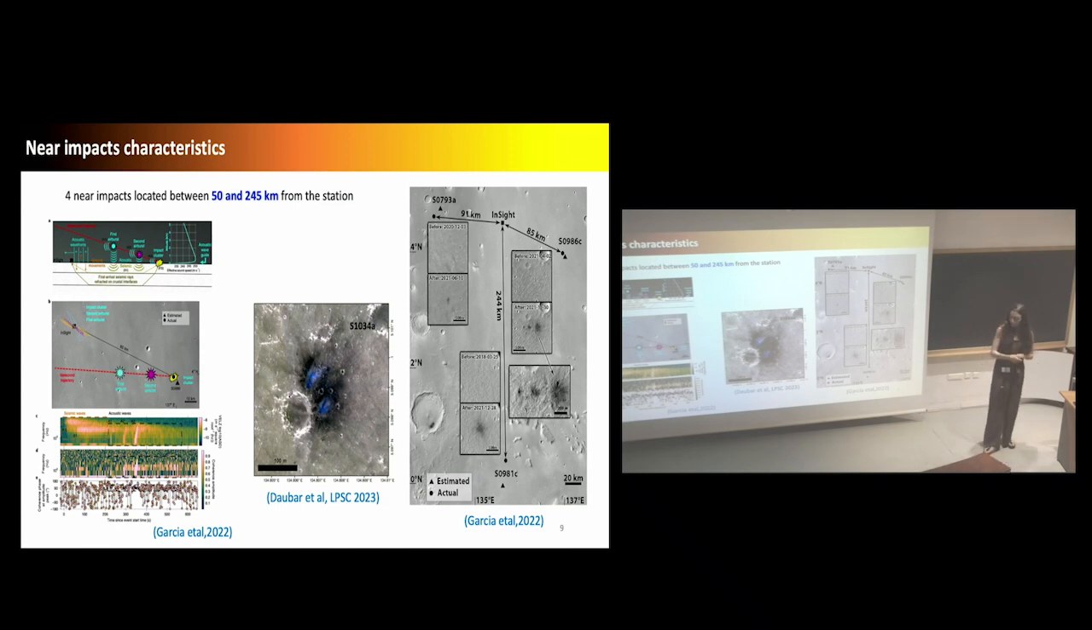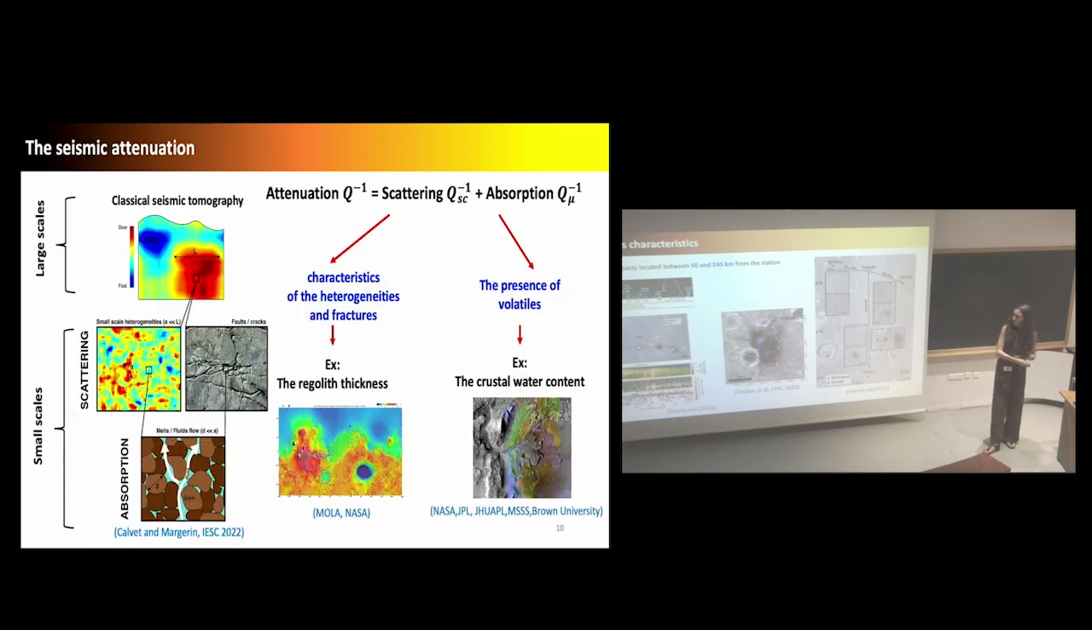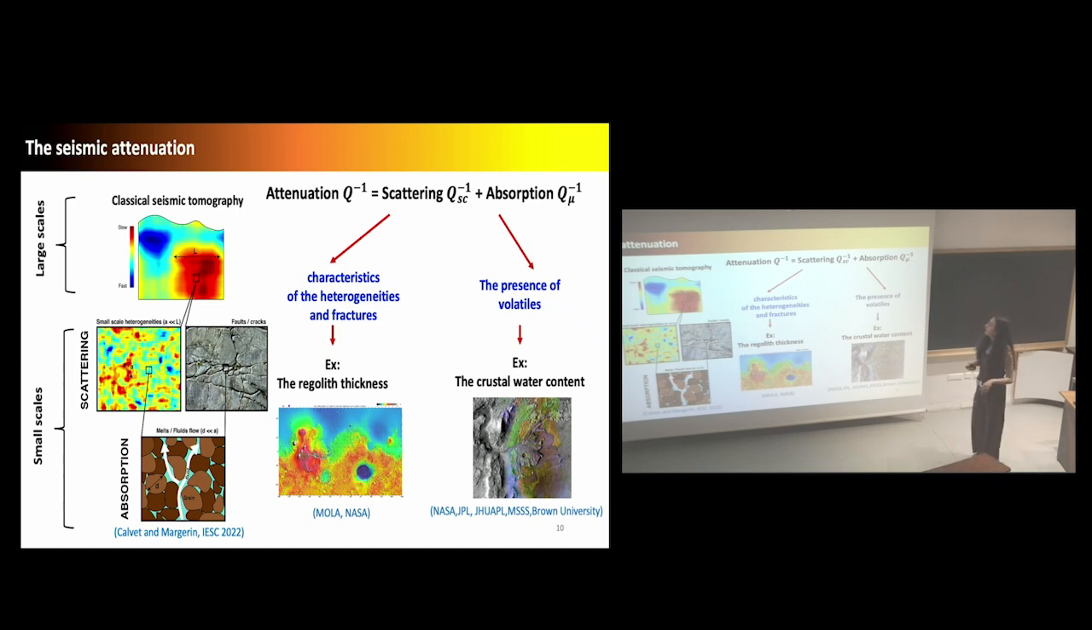And so now I will go to the next slide. Here what I will try to present is really focusing on the attenuation properties. When we are talking about attenuation, usually we are talking about two main mechanisms, the scattering and the absorption. If we talk about scattering, we are talking about the characteristic of heterogeneities and also the fractures in the medium.